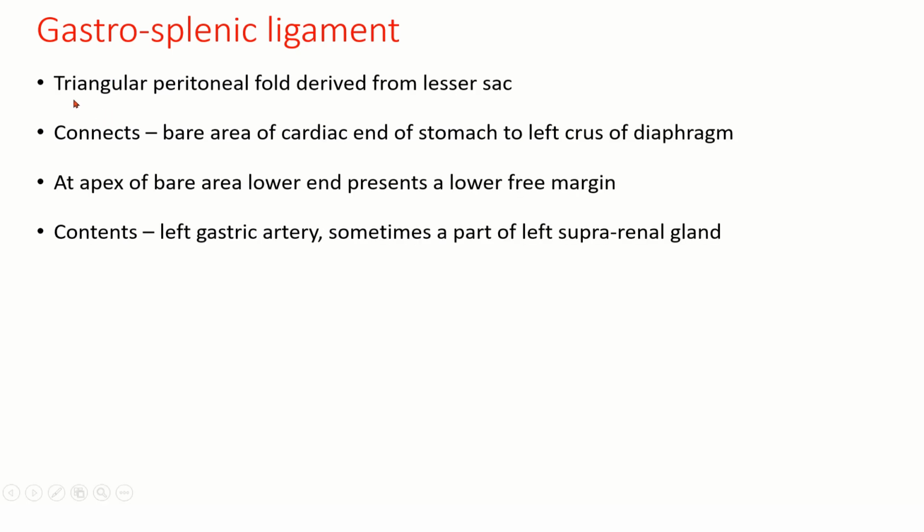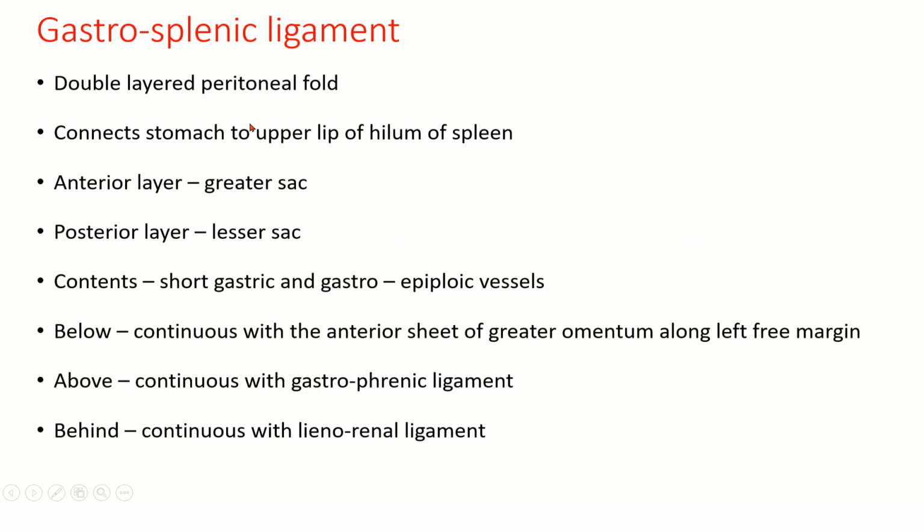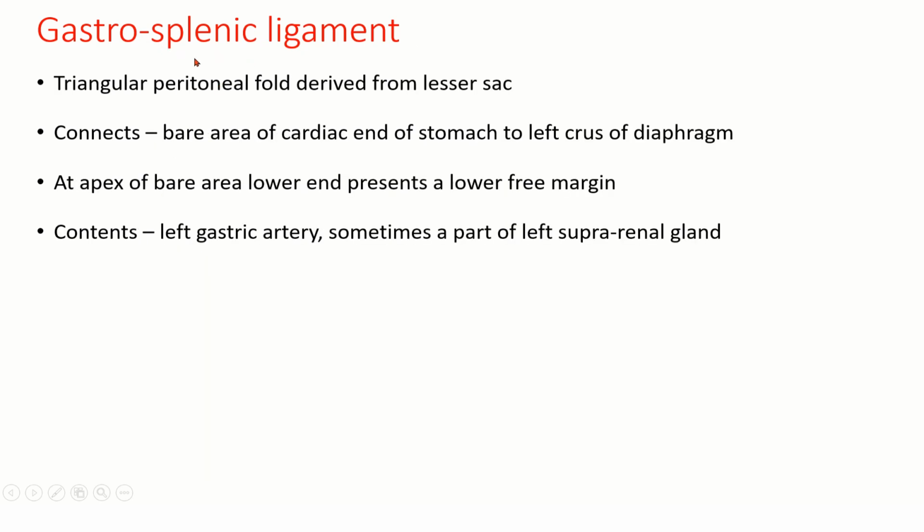Then gastrosplenic ligament is the triangular peritoneal fold derived from lesser sac. So it is not gastrosplenic ligament, it is gastrophrenic ligament. So gastrophrenic ligament, it's a triangular peritoneal fold derived from lesser sac, connects bare area of cardiac end of stomach to the left crus of diaphragm. Please remember this is gastrophrenic ligament. So this was the gastrosplenic ligament. So here we are dealing with the gastrophrenic ligament. It is a typographical error.